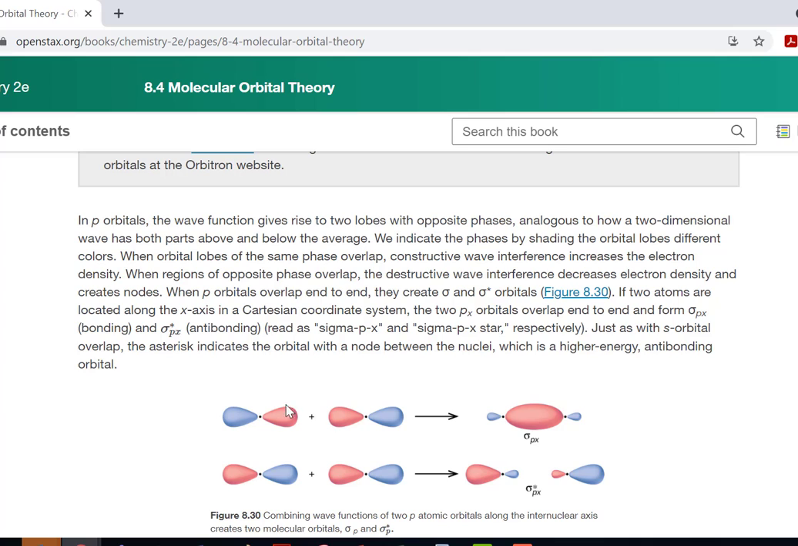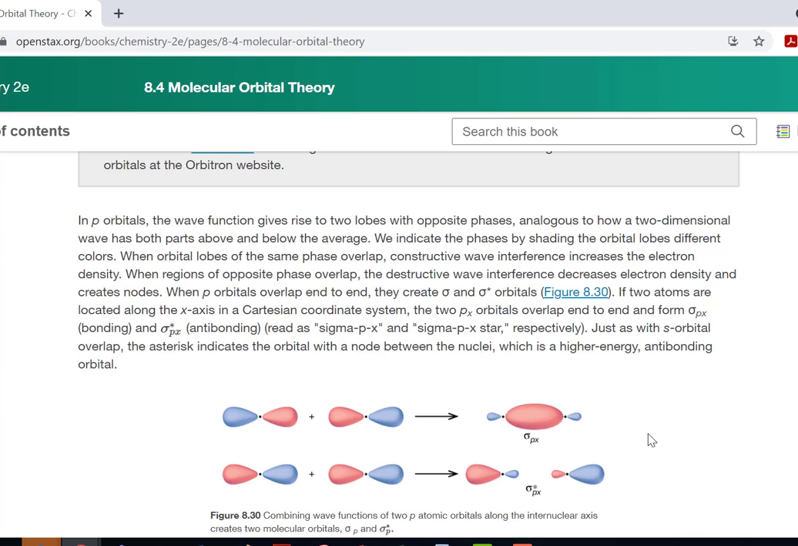When we have the reds overlap, we end up with this giant bonding orbital, and we call that sigma, and then subscript px. And what that means is it's a sigma bond, and it's a p orbital. The x is essentially showing that they're aligning together, like we're showing there.